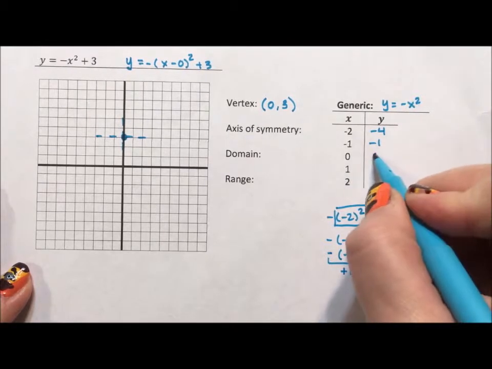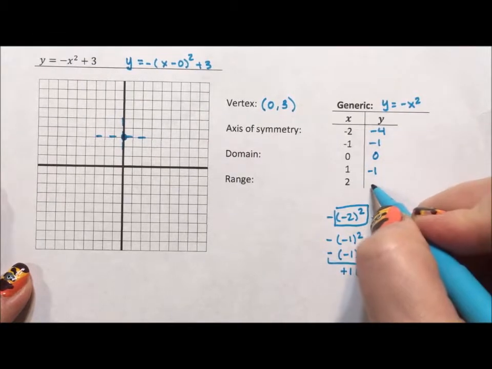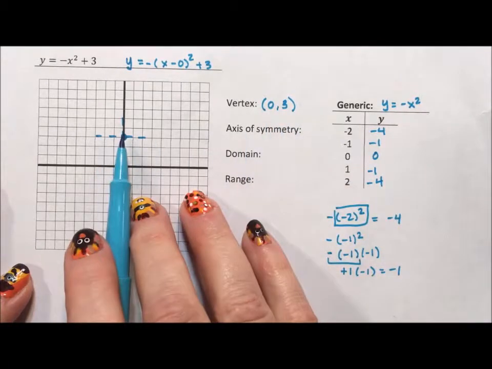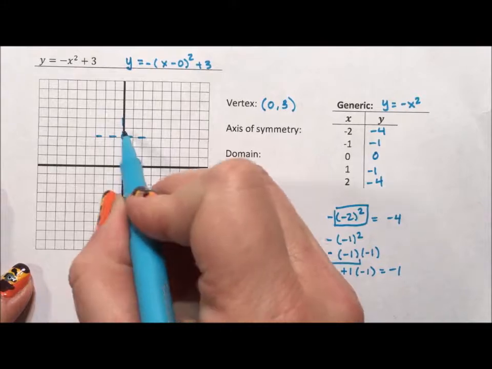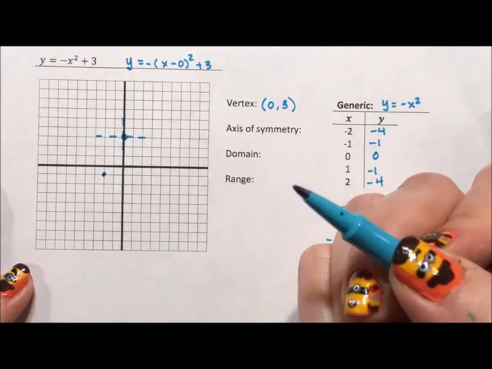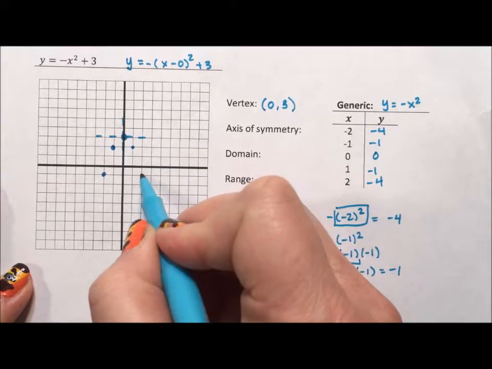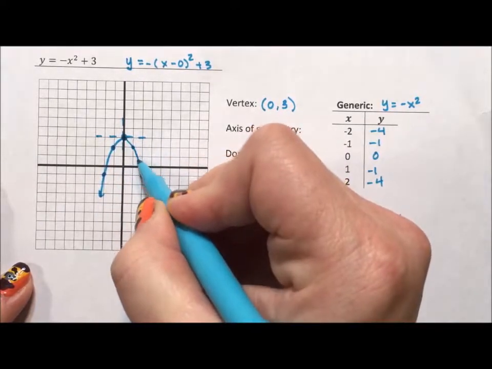Anything with 0 is 0. 1 squared is 1, negative. 2 squared is 4, negative. And what I'm doing with the vertex is graphing from the vertex, not the origin. So this negative 2, negative 4 starts here, not down here. Negative 2, negative 4. Negative 1, negative 1. 0, 0. 1, negative 1. 2, negative 4. From the vertex, not from the origin.